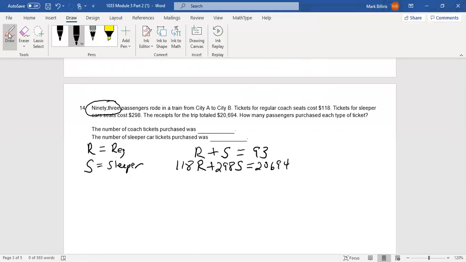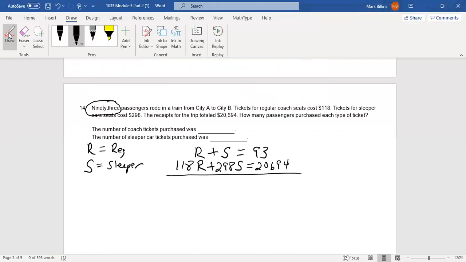Okay, so notice 118 is a dollar amount, 298 is a dollar amount, and 20,694 is also a dollar amount. 93 passengers is not a dollar amount, so the 118 and the 298 should not be in that equation. So now we have a system of equations. You have two choices, or three really. You can either do graphing, you can do substitution, or you can do elimination. So if we're using the elimination method, we need to eliminate the R or the S.